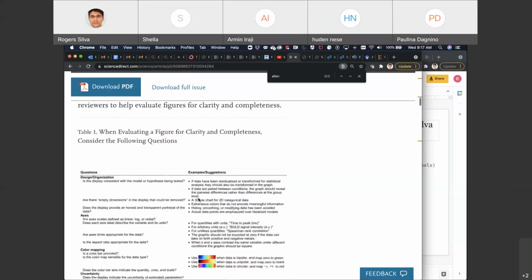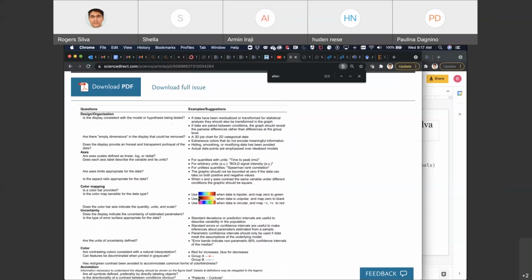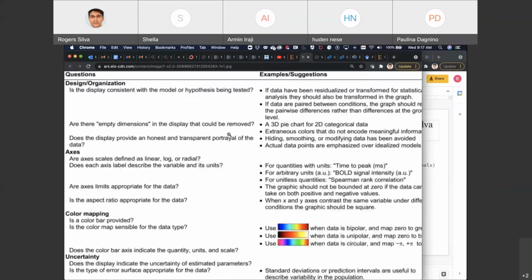So like I said, this is an opinion paper, and this is probably one of the most awesome parts of the paper, the set of guidelines that they propose. Can you guys see it well? Can you read the text here? Yeah, so the way this is organized is like a question-answer kind of thing.